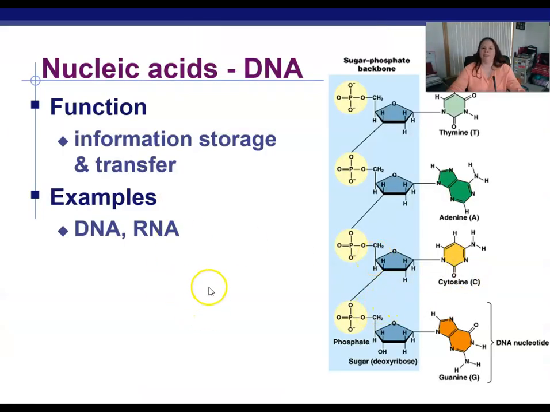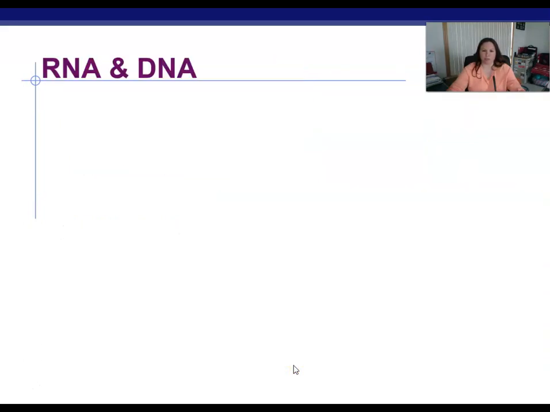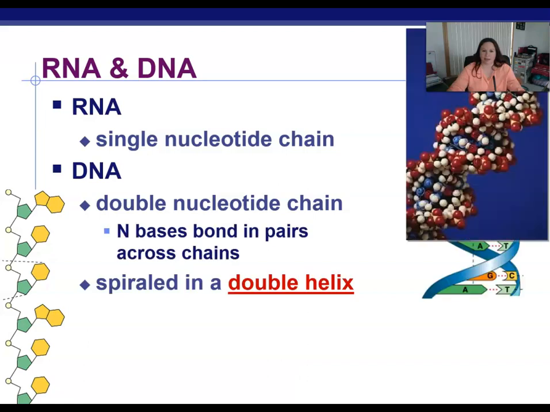So nucleic acids function for information storage. The order of the A's, T's, C's, and G's is called our genetic code. And the order that they come in can help tell a cell how to build proteins, as we will eventually see. All right.